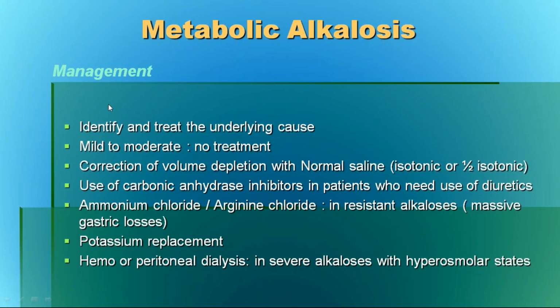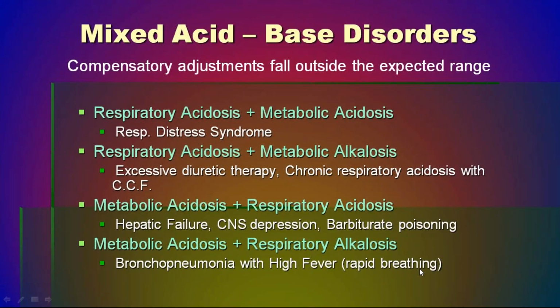How do you manage metabolic alkalosis? Identify the cause. Mild to moderate cases are self-limiting. If there is volume depletion, you replace it with normal isotonic fluids. If it is due to carbonic anhydrase inhibitors, change the diuretics to another type of diuretic. Ammonium chloride and arginine chloride can be given as formulations in resistant cases of massive gastric losses. Potassium replacement may be necessary if hypokalemia is there, and peritoneal dialysis or hemodialysis in severe cases of alkalosis. The last condition is mixed acid-base disturbances.